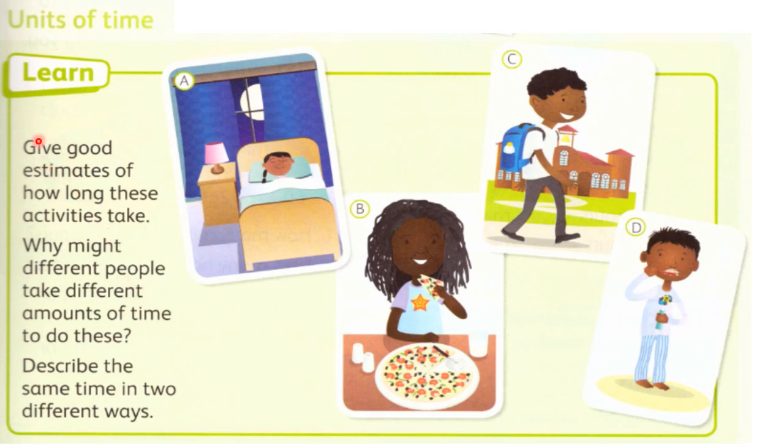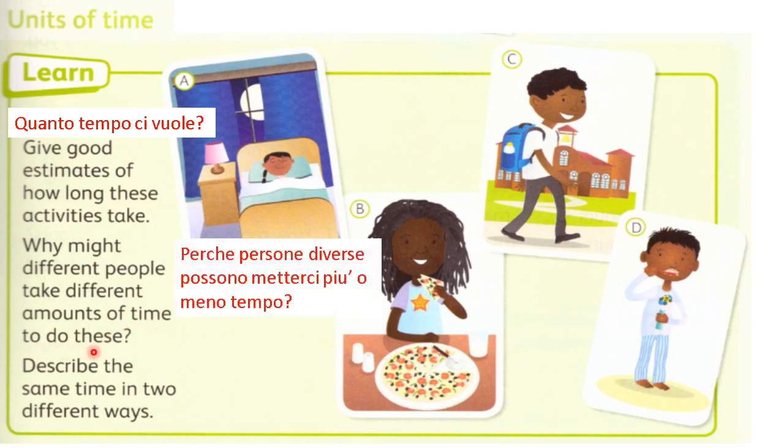Now, turn to the Learn panel. Give good estimates of how long these activities take. A good estimate means that it's a possible answer. Why might different people take different amounts of time to do these?